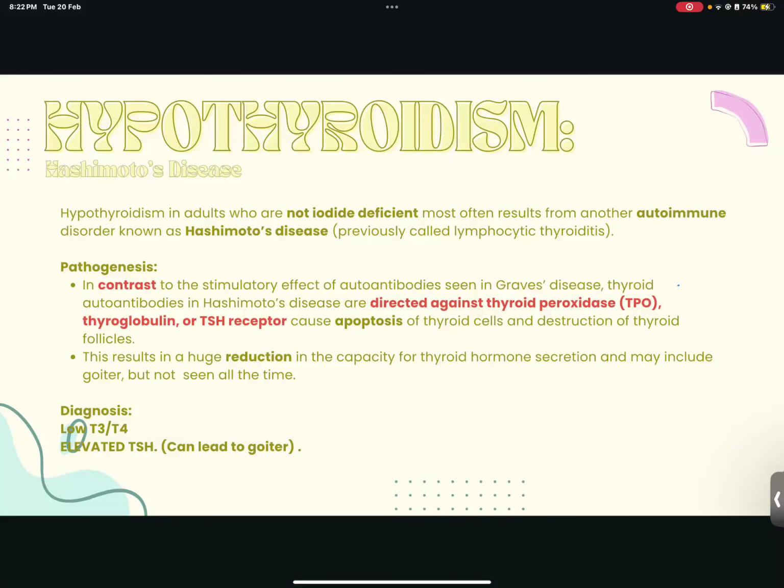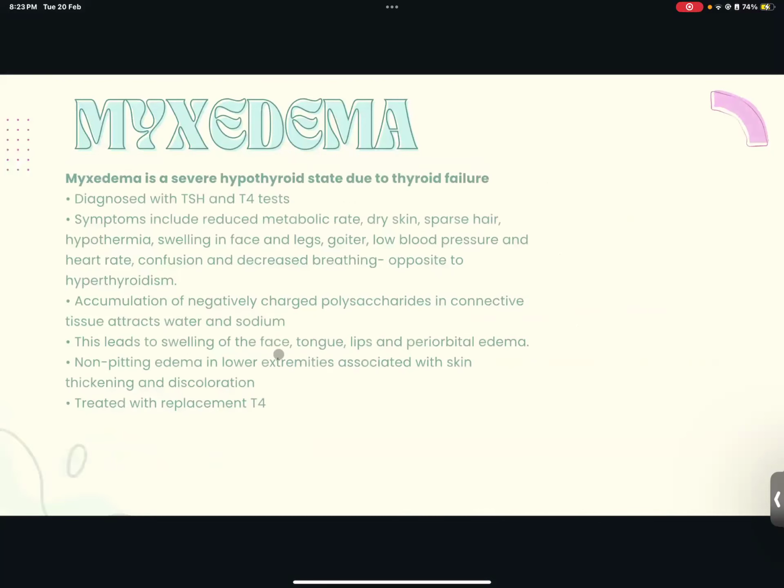And that will cause a huge reduction in the ability of the thyroid to release thyroid hormone, and it can cause goiter, but it's not always seen. So how do you diagnose hypothyroidism? You'll find low levels of T3 and T4 and elevated TSH, and the elevated TSH could lead to goiter, but also, again, not all the time.